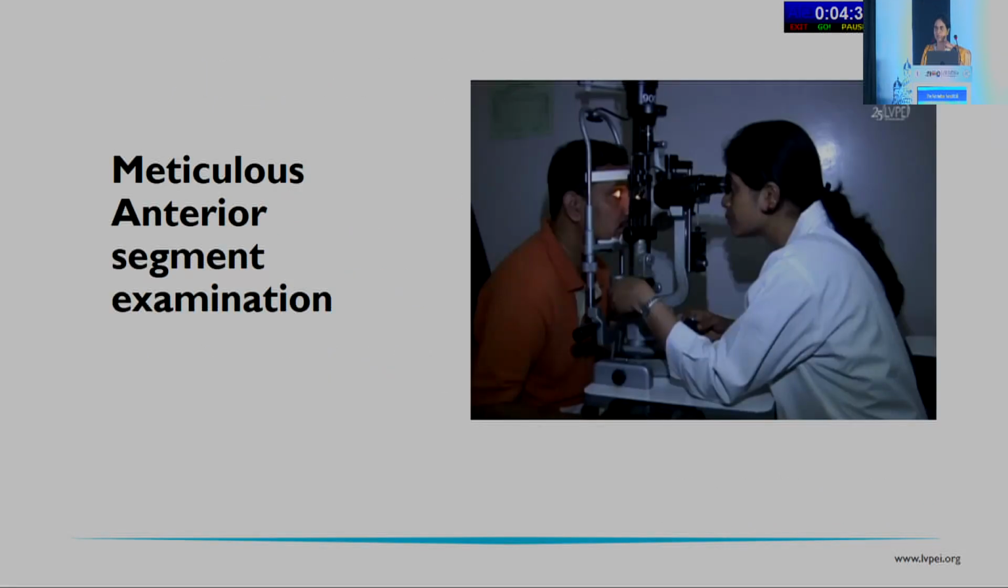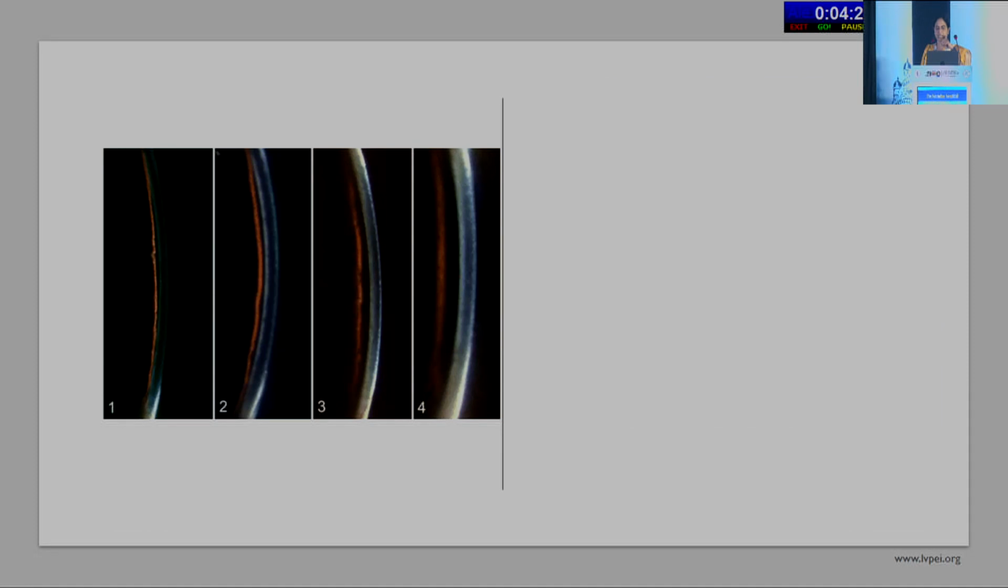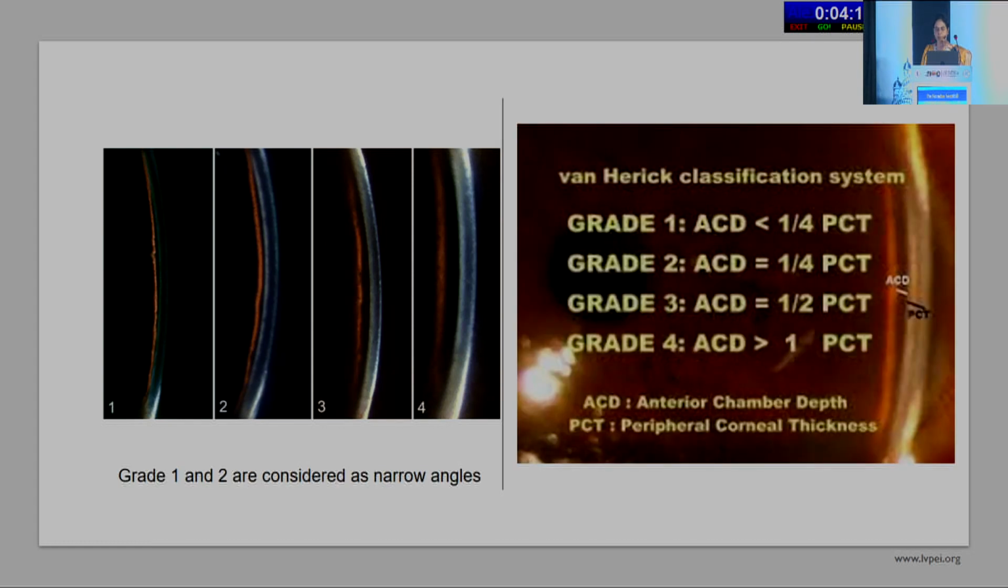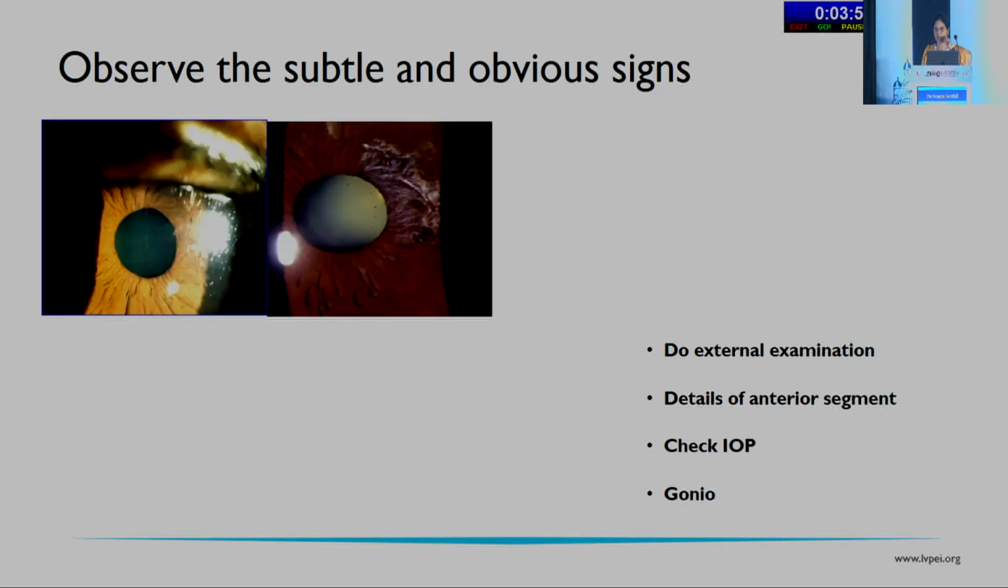Meticulous anterior segment examination is extremely critical, and I think peripheral anterior chamber examination by a Van Herrick's test is something that can be done even in a center where you don't have any other devices available. So with a slit lamp examination, this cannot be an alternative to gonioscopy, but at least this can guide you as to in whom you need to do a gonioscopy. So grade 1 and grade 2 Van Herrick's, peripheral anterior chamber depth as compared to the corneal thickness, are considered narrow angles. They definitely require a gonioscopy. If it is possible, do it in everybody, but otherwise at least in these 2 grades we need to do it.